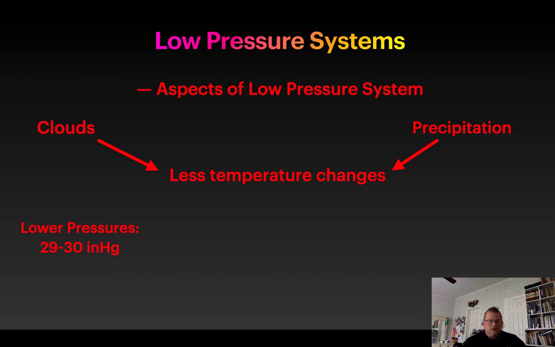The pressure, if you were to actually measure the pressure of a low pressure system, most of the time it's going to be between 29 and 30 inches of mercury. And then on a weather map, that low pressure system is indicated by a red L. Okay? Now let's look at a high pressure system to compare it.